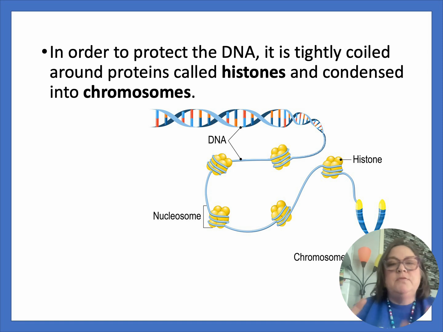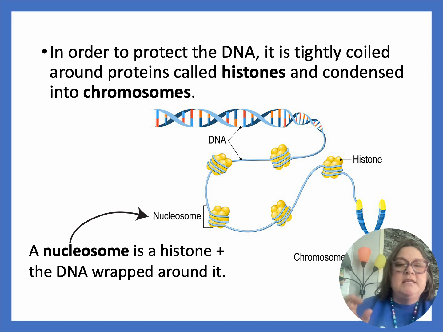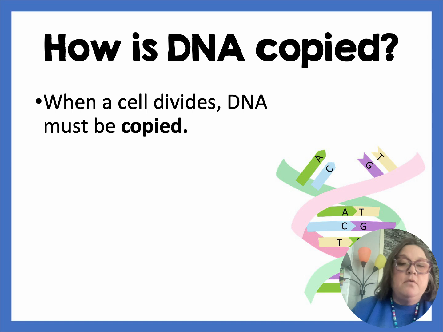So when you have a bunch of DNA protected with the proteins called histones, they end up being called a chromosome. A nucleosome is a histone plus the DNA wrapped around it. So the histone is the protein, the DNA is all wrapped around it. That makes the nucleosome, and then with the histone, the DNA, the nucleosome all wrapped together, it is what we know as a chromosome.